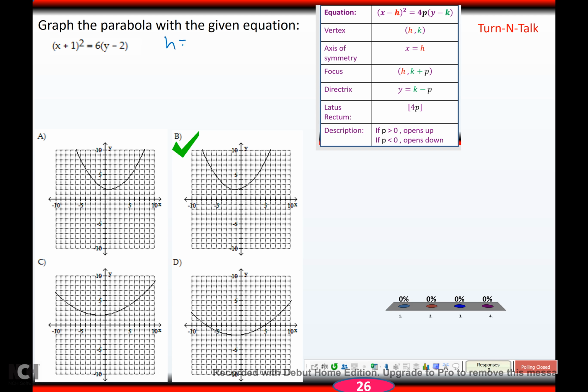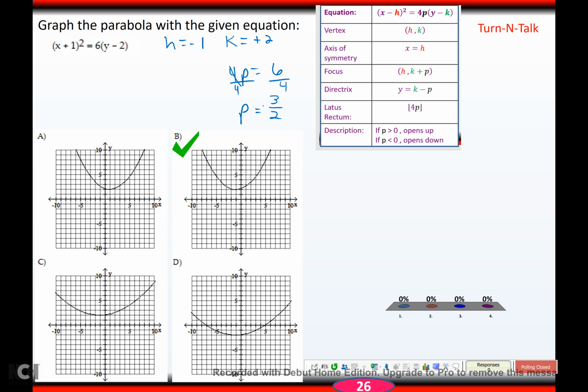Alright, my H is negative 1. My K is positive 2. And 4P is 6, which means to get P, I would divide by 4, which gives me a P of, if I reduce that, I get 3/2. Okay.